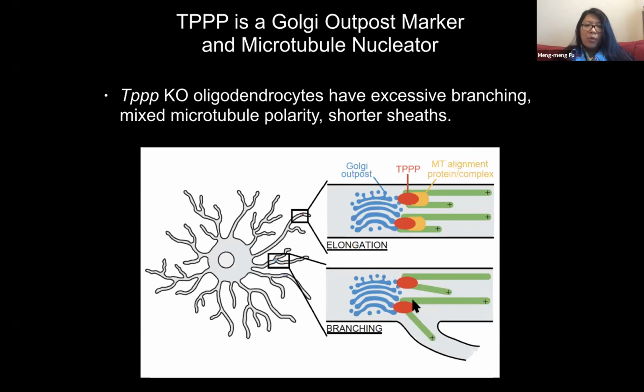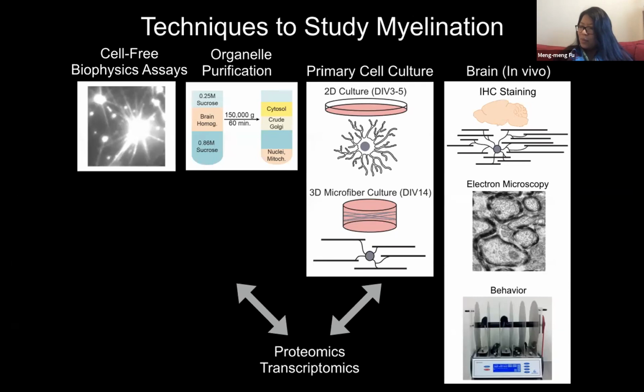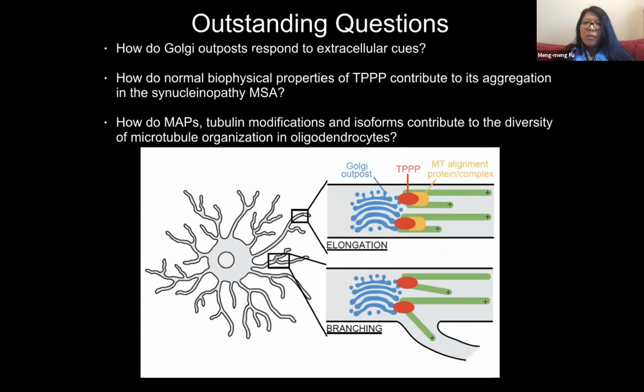So I want to give a plug for myself, let everyone know that I'm now hiring new postdocs. And I want to very quickly talk about what some of the projects that we have are. So I told you about many of the different techniques that we use, spanning both biophysics, biochemistry, cell biology, as well as neuroscience. And for the TPPP story, I'm very interested in how Golgi Outposts may respond to extracellular cues.